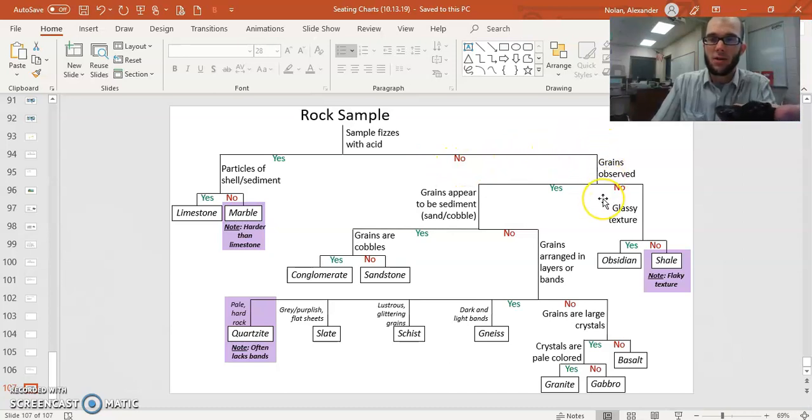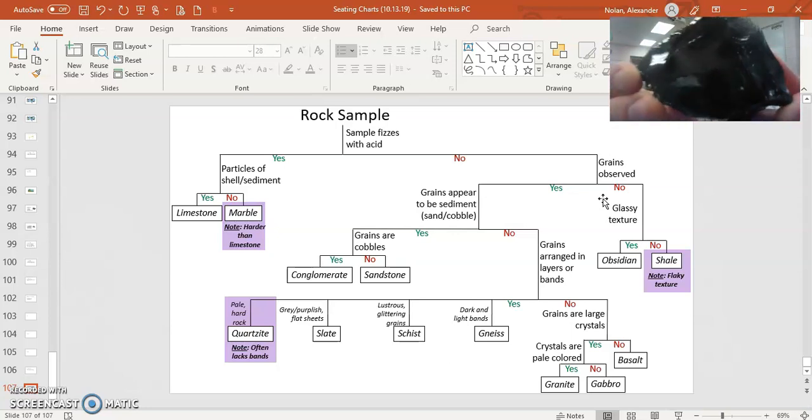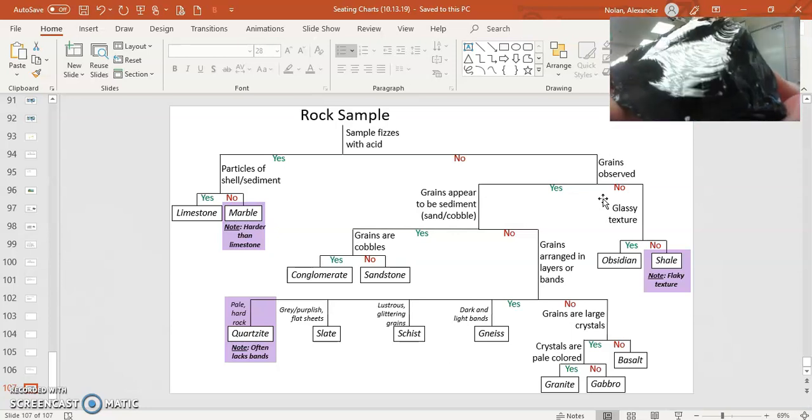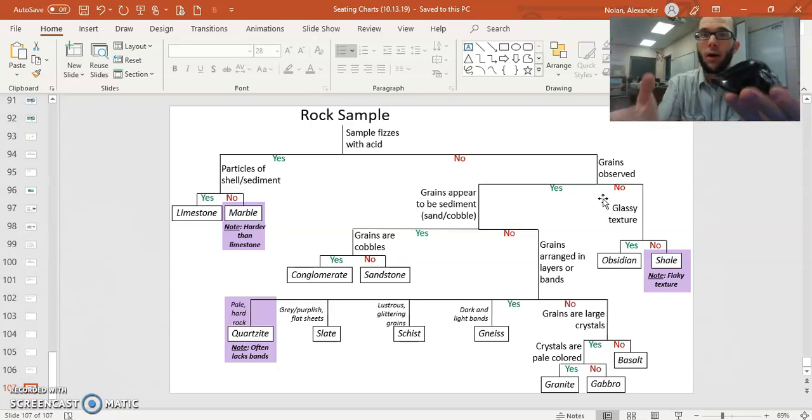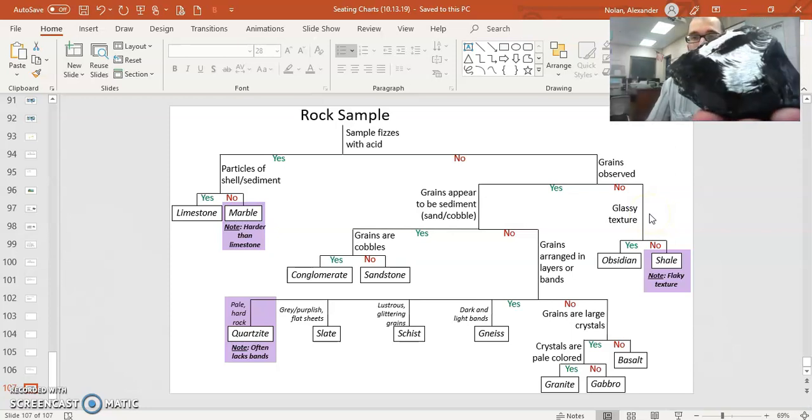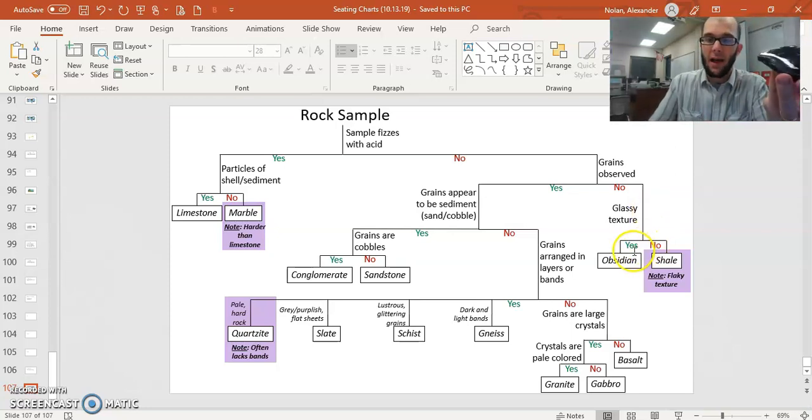The next question is, do we observe grains? Are there grains observed? Well, if you look at this, can you see little particles? Are there grains, or is it just like one big chunk? I think I just see one big chunk. And so I would say no, we really do not observe grains here. So we're going to take a right, and it says no, grains are not observed. So now the question is, is it glassy? Well, I would certainly call that glassy, right? So we're going to take a left because it says yes, and we've arrived at our rock.